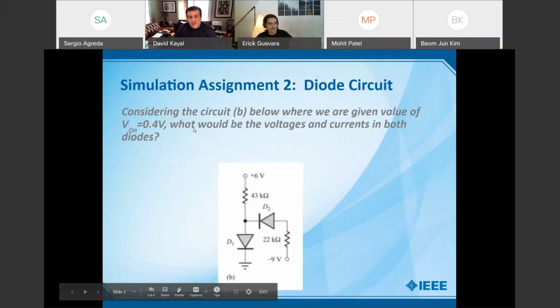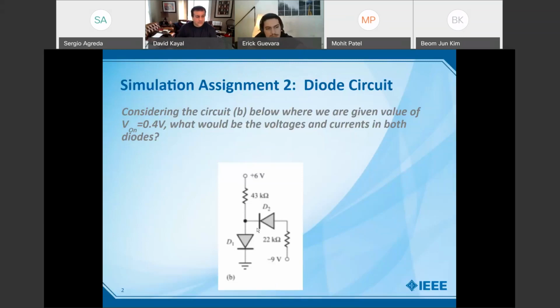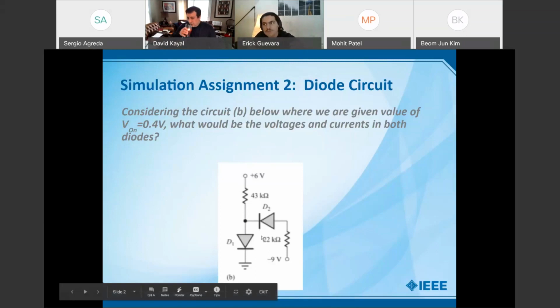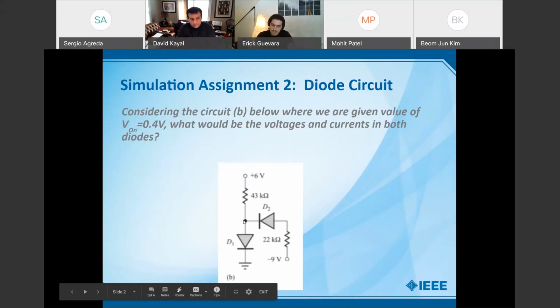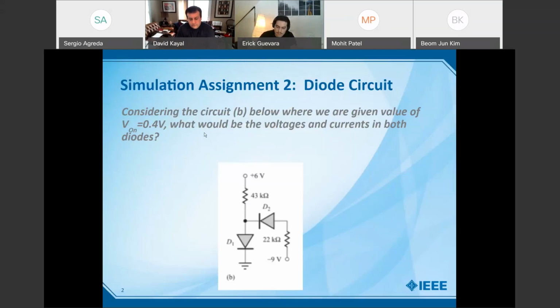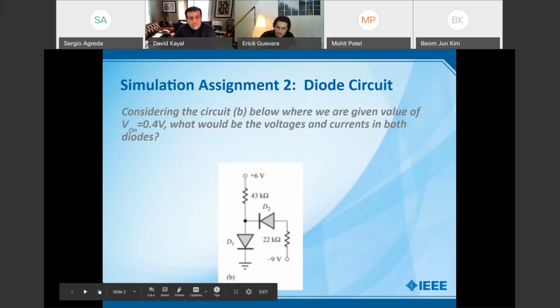So for this problem, we're looking at this circuit that came from the book. We're trying to find the voltages and currents in the diodes. What we're given is the voltage drop across a diode, which allows us to see how much voltage drop it would have if it's on, or there's current going through its forward active region. Again, Levkov will go over more examples in class, but this will be a simple one.